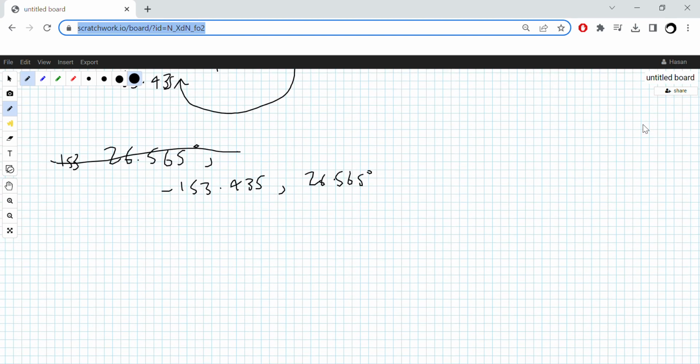So for the whole question, theta equals minus 135 degrees, minus 153.435 degrees, 26.565, and 45 degrees.